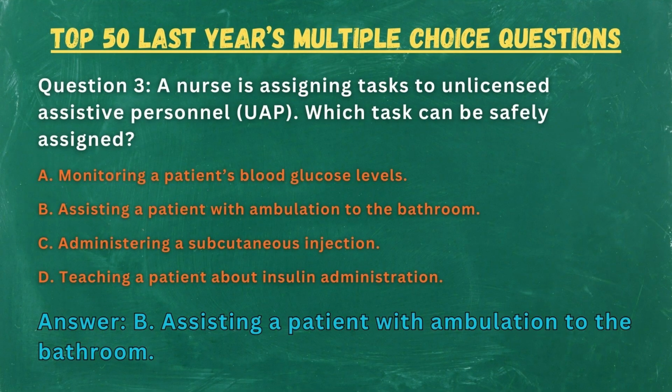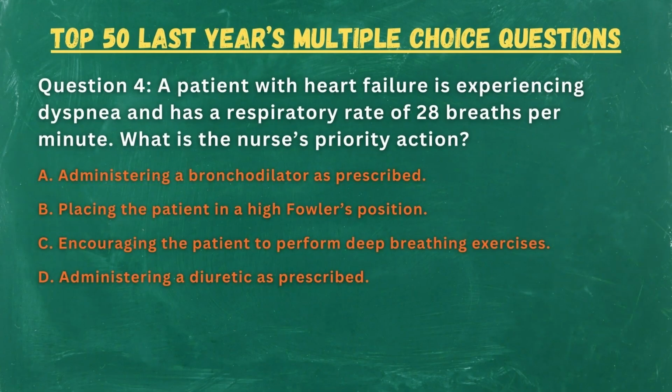Answer. B. Assisting a patient with ambulation to the bathroom. Question 4. A patient with heart failure is experiencing dyspnea and has a respiratory rate of 28 breaths per minute. What is the nurse's priority action?